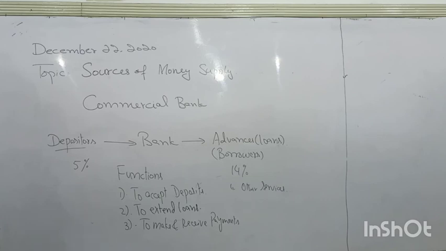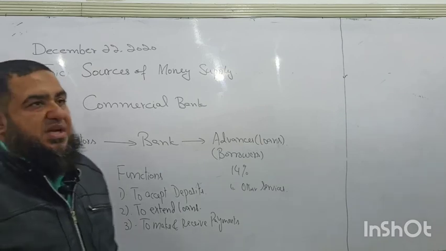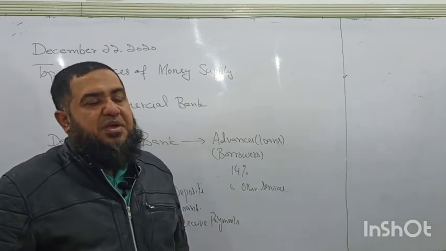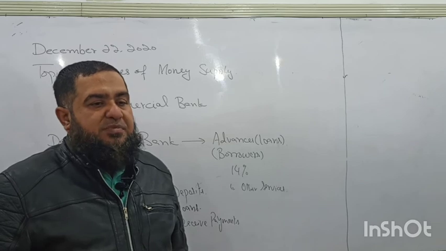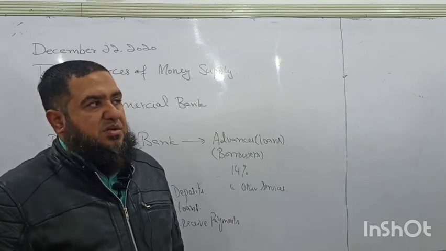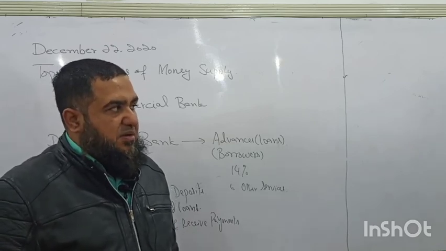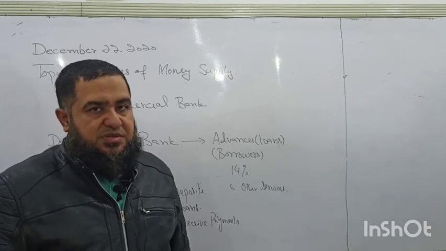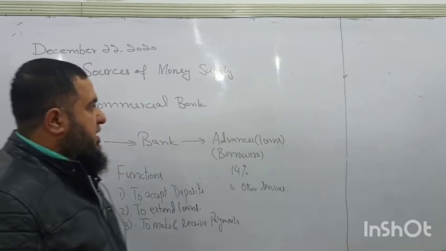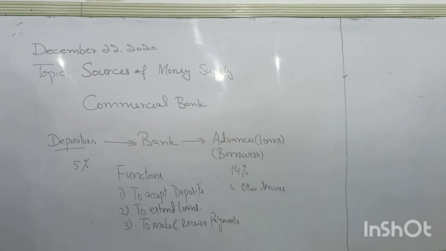That will be our topic tomorrow, credit creation or credit multiplier, and then we'll be moving towards the central bank, how the central bank creates more money supply in the economy. We'll be trying to cover this topic as quickly as possible, and then we will be moving towards our last chapter which is coming ahead, and our syllabus will be concluded inshallah.